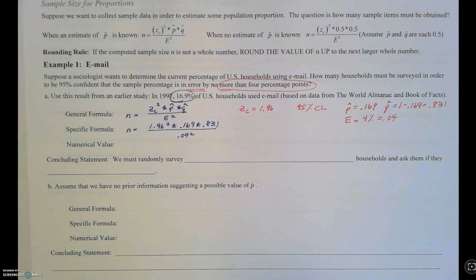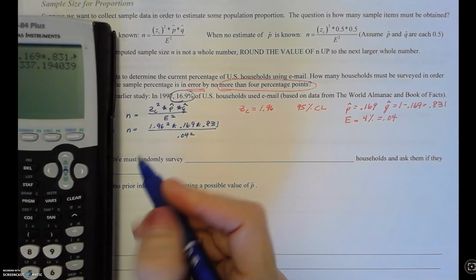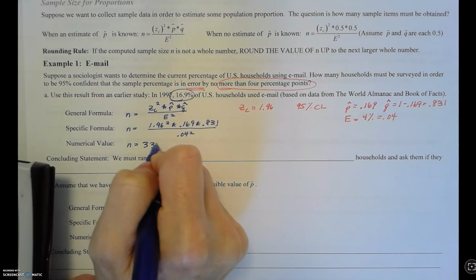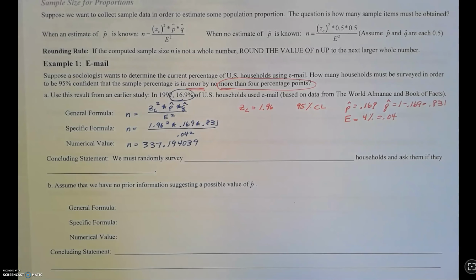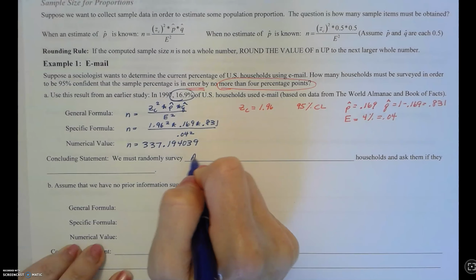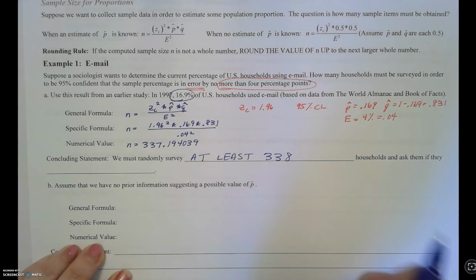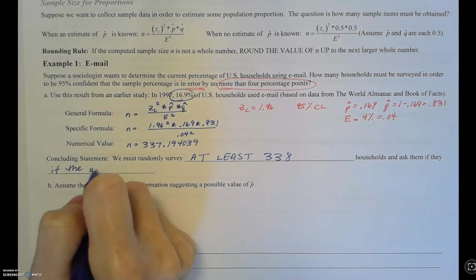On our calculator, we're just going to type in what we see on the top, divided by what we see on the bottom. No extra parentheses needed here. 1.96 squared times 0.169 times 0.831 divided by 0.04 squared. We're going to get 337.194039. So we can say we must randomly survey at least 338, remember we have to round up, households, and ask them if they use email.